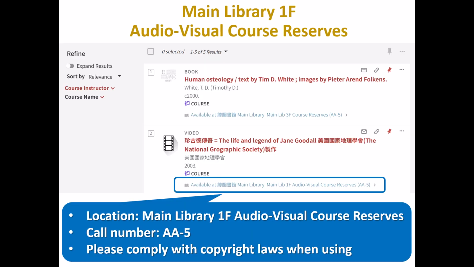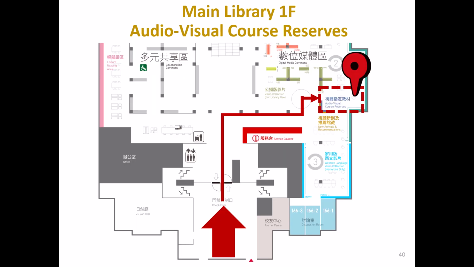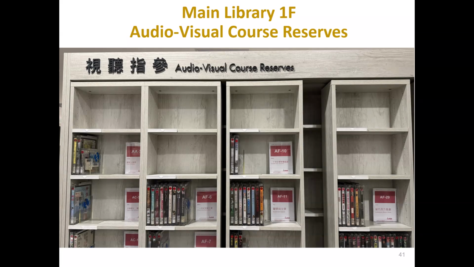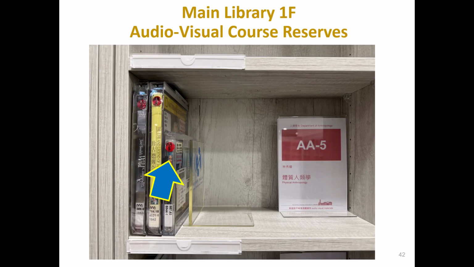If the course reserve is audiovisual material, it is located in the main library 1st floor audiovisual course reserves area. Audiovisual course reserves are located in the Digital Media Commons. When you walk into the main library 1st floor, please turn right from the main entrance, then you will find the area. There are obvious signs here, so you can find the course reserves easily. Round stickers are also attached to audiovisual materials, and please comply with copyright laws when using them.